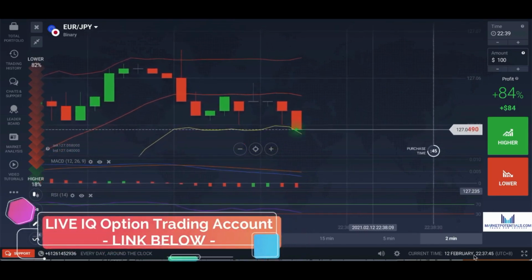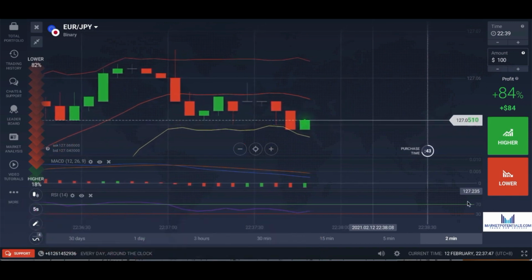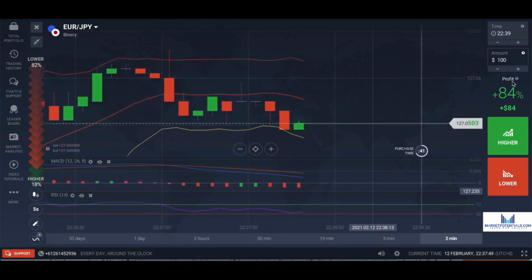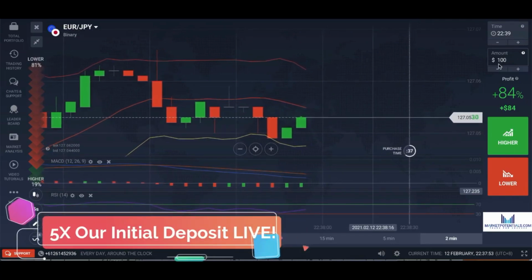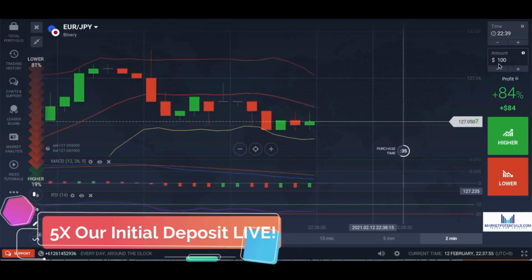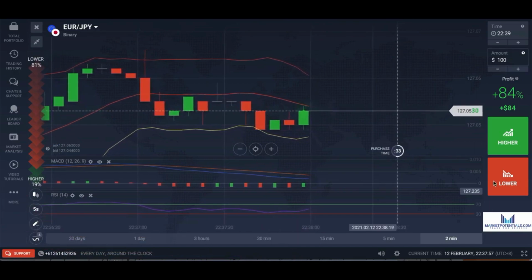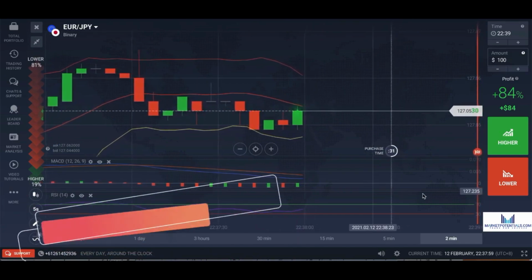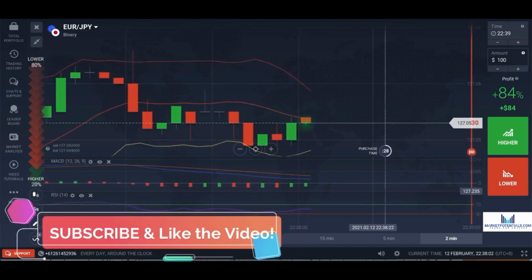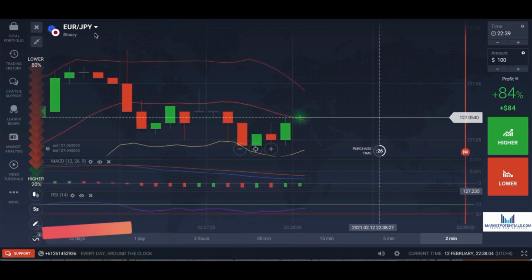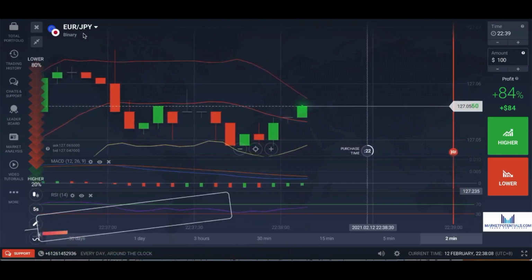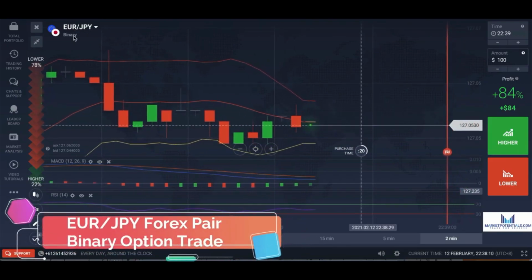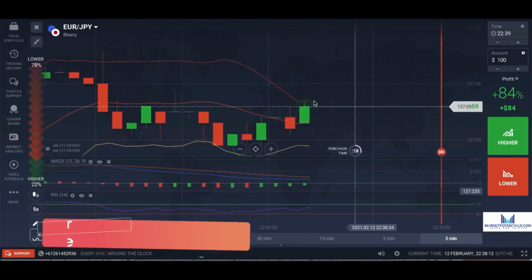Again, today's the 12th of February, just past 10:30 p.m. Like I said, we're going to be 5x the $100 initial deposit that we are starting with by the end of this trading session. That's entirely what we're going to be doing, and we're going to be doing that by trading binary options, in this instance the Euro Japanese Yen Forex pair. All right, but it's going to be in a binary option trade.